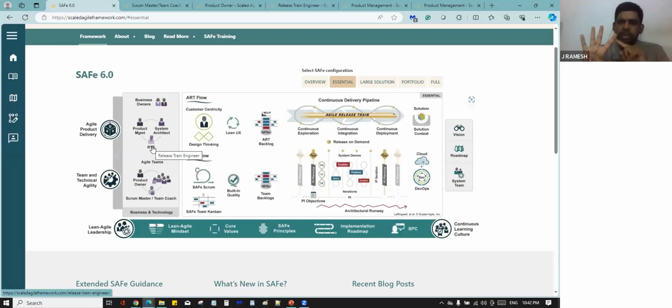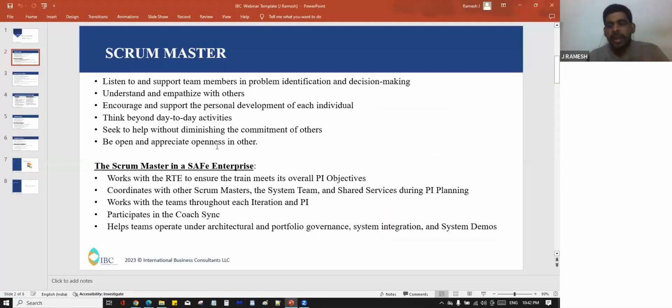But here, the product owner takes care of all the functional things. Development teams take care of all the technical things. The Scrum Master will connect the bridge whenever a problem occurs, whenever a speed breaker occurs, whenever a bottleneck occurs. He can think beyond the day-to-day life, beyond the day-to-day activity.